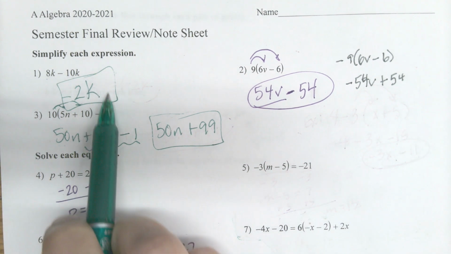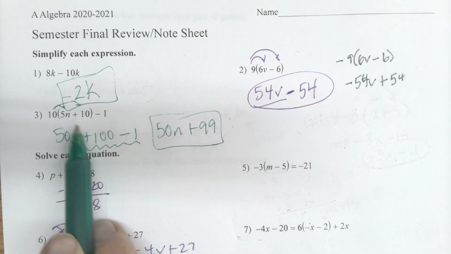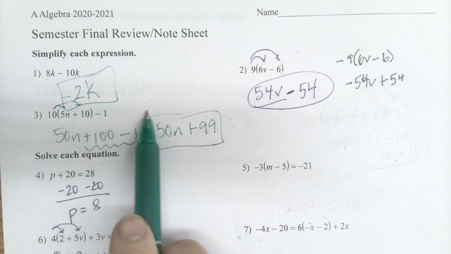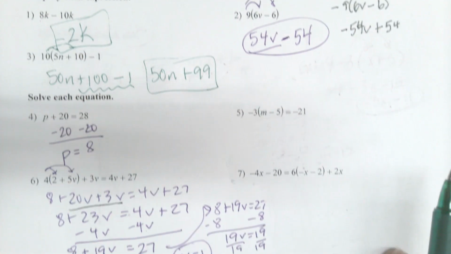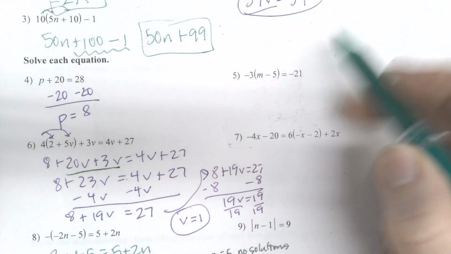Now, the difference between an expression and an equation is the equal sign. And when you see an equation, then you can solve. I can't solve an expression because there's no equal sign to it. So when I get to the equations, I can start solving. So I have two approaches on problem number 5.